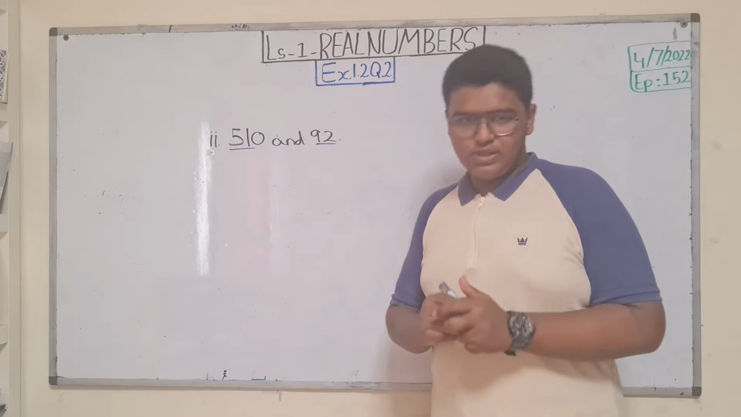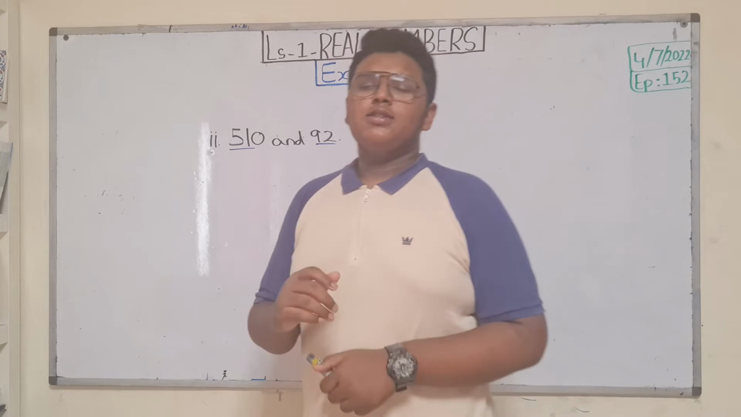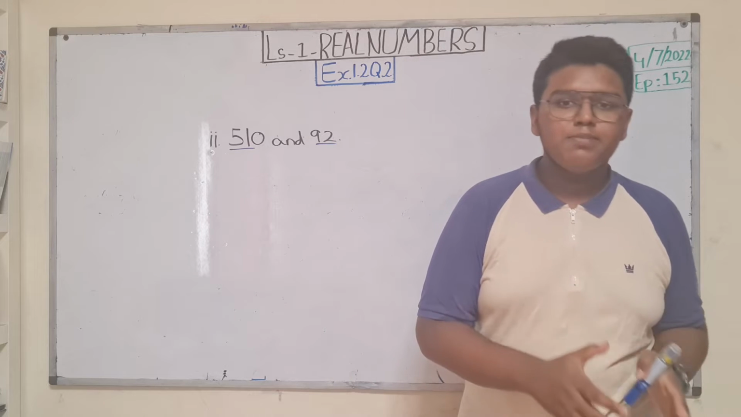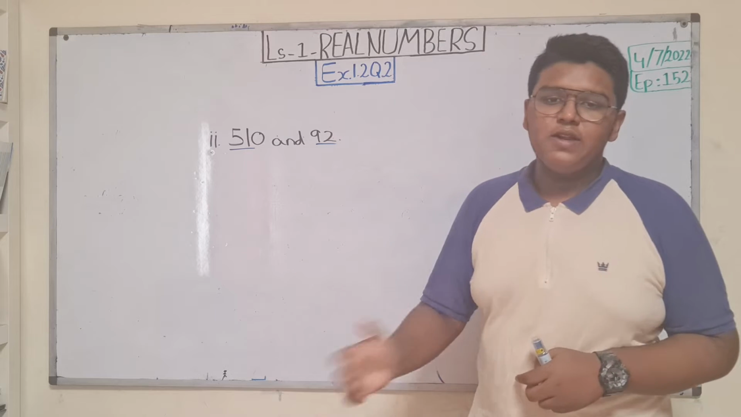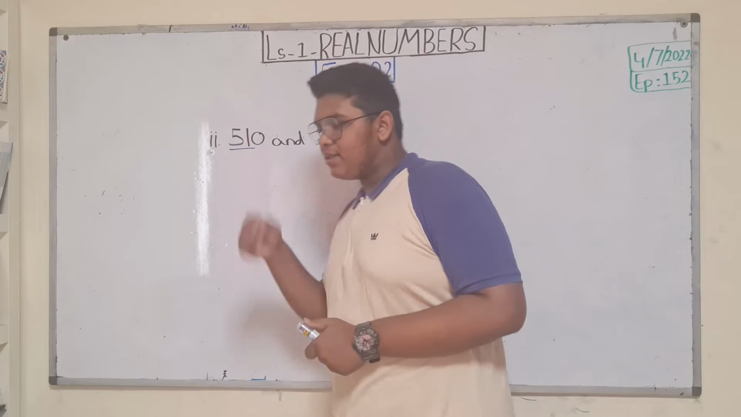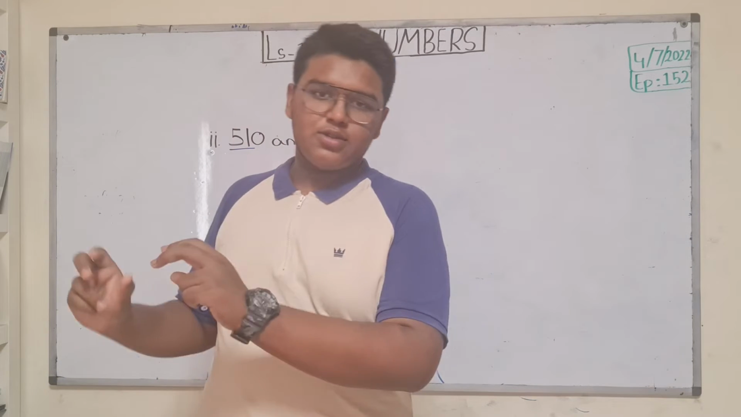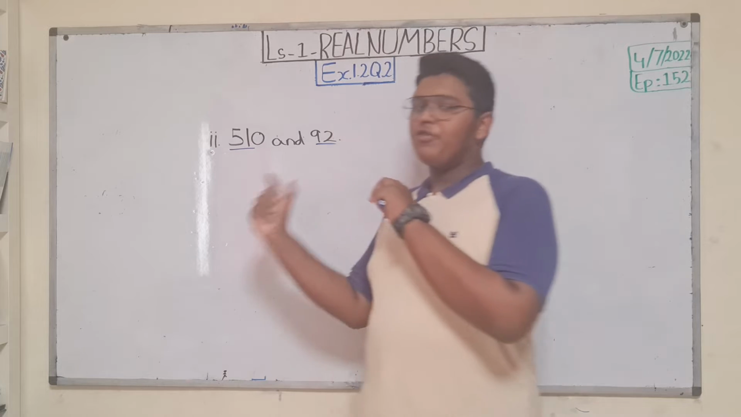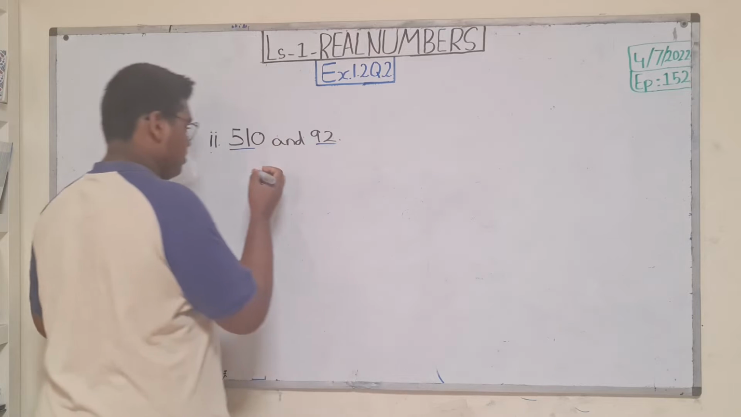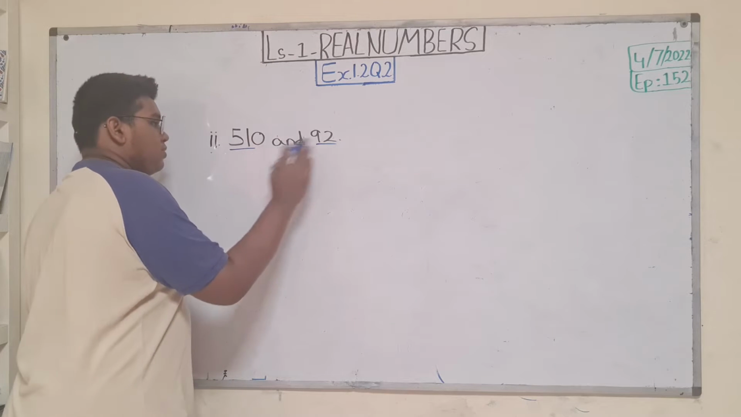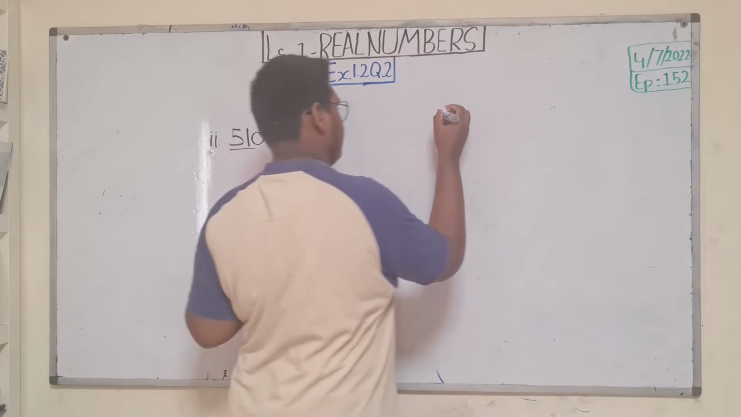Also, in the same question, we have to find the relationship between the product of the two numbers and the HCF and LCM. For verifying that statement, first of all we have to find the HCF and LCM, right? So let's find the HCF first. For finding the HCF, we have to do the prime factorization of both the numbers. So we'll do the prime factorization over here.